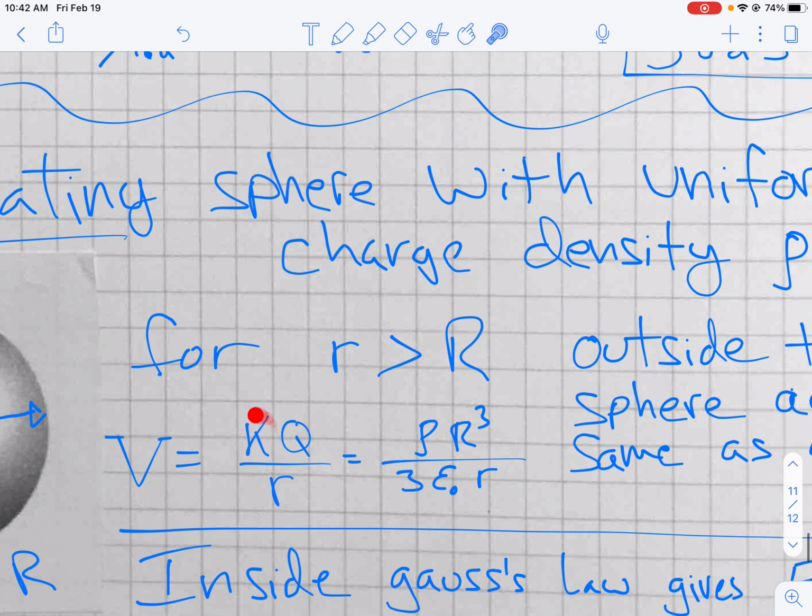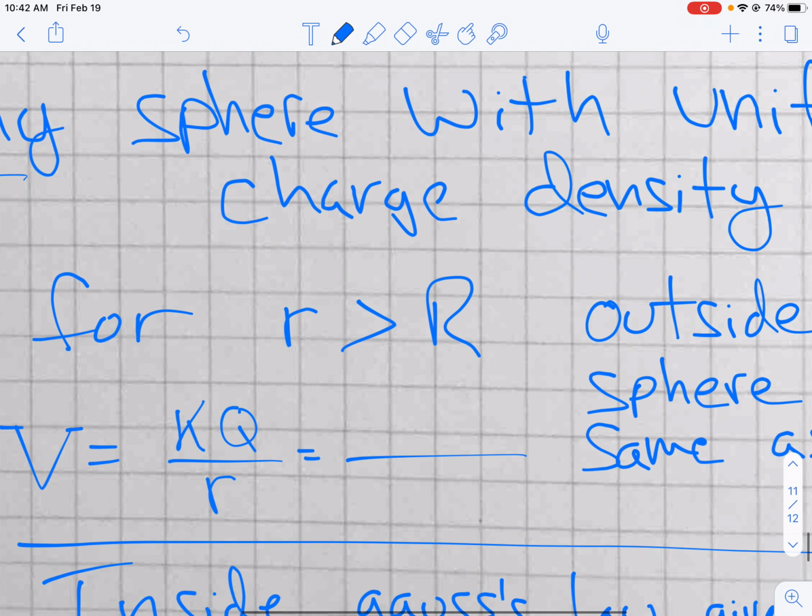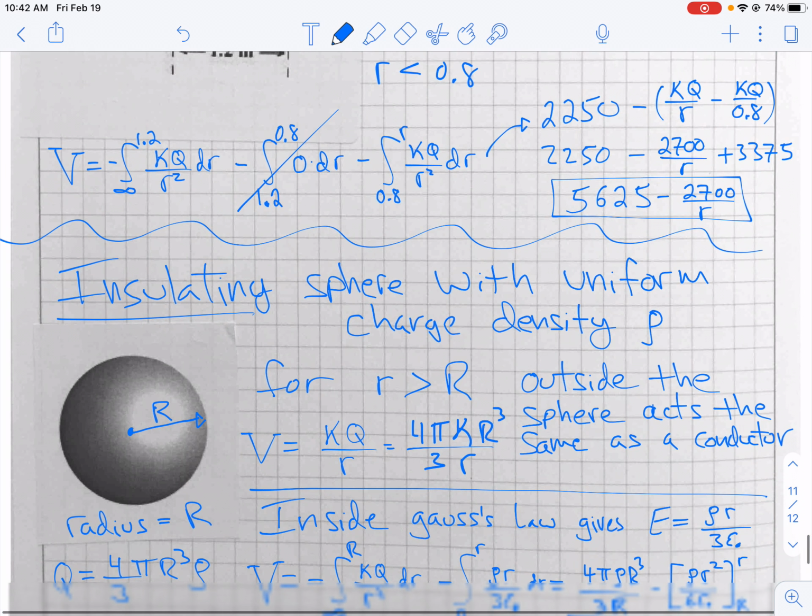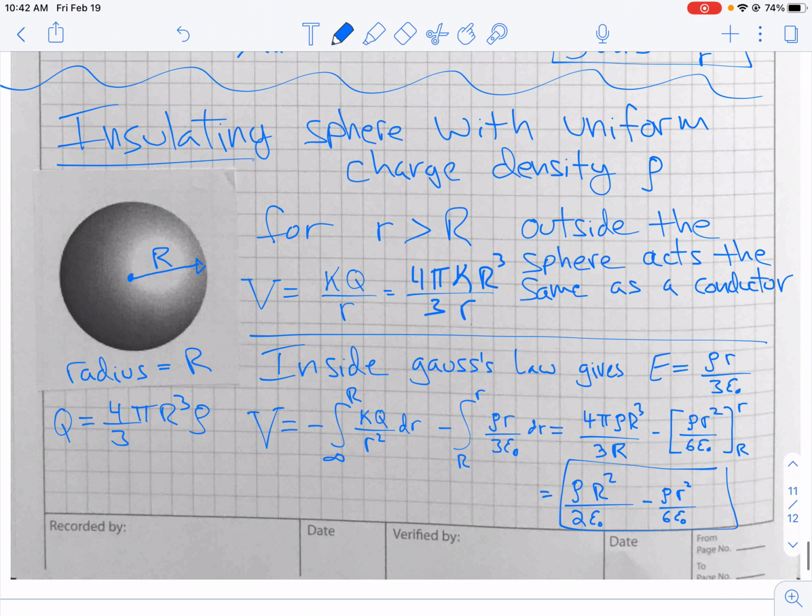Now you'll notice here that this has a K and this one has an epsilon naught. I could write this the other way around. Maybe that'll be easier and just be more consistent here. So K, and then Q was 4 pi big R cubed over 3 little r. And I guess if we want to be consistent, I could put that out in front. 4 pi K R cubed over 3R. Either way, right? I mean, K is 1 over 4 pi epsilon naught. So it doesn't matter how you write it. Either way works.